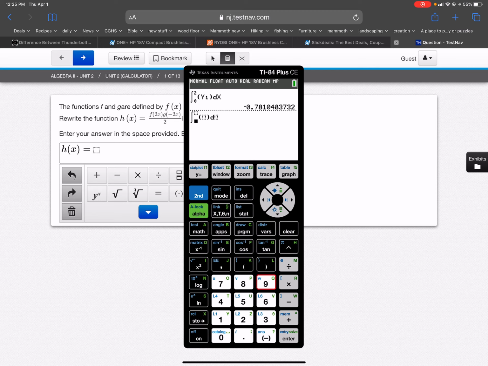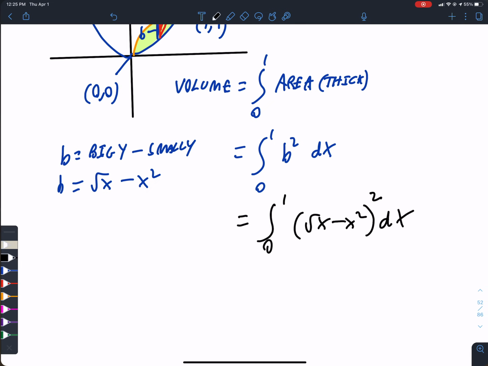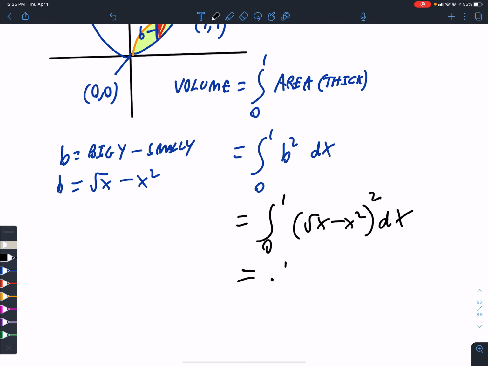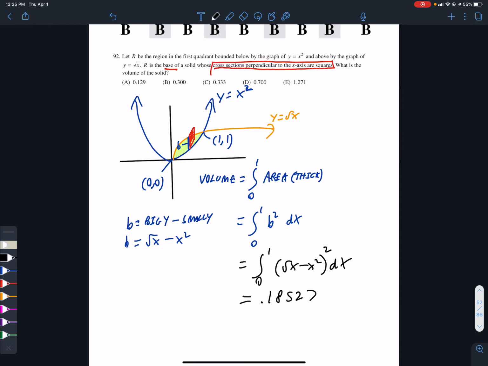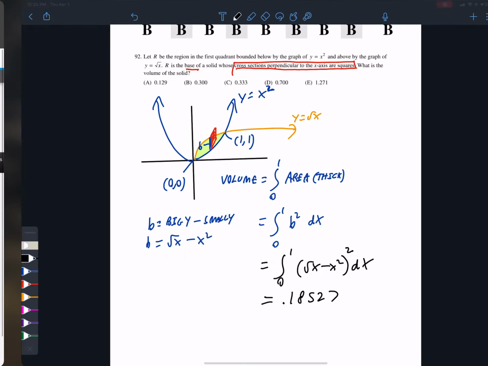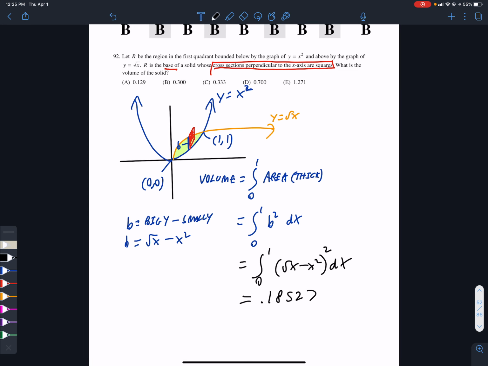So I'm going to go math 9, 0 to 1. I'm going to take my y1 and square that. 0.12857. And see which one that matches up. 0.12857. That's going to be A, and there we go.